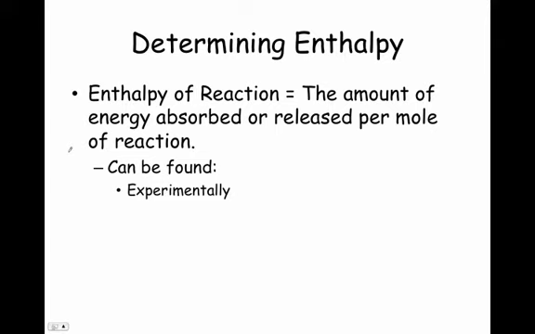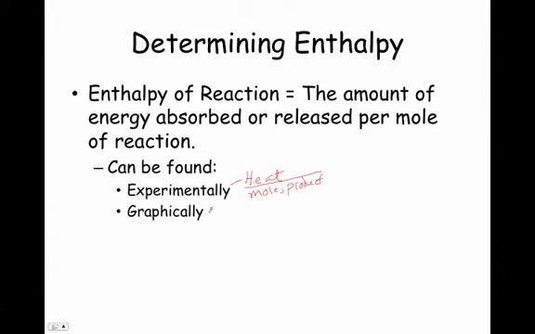The first way is experimentally. This is what we were talking about when we were finding the heat of reaction in the calorimetry portion of this unit. So experimentally, you use Q equals mc delta T to find your heat. So it's the heat divided by your moles of products that are formed. And that's how you experimentally find your heat of reaction. So really, remember the units are kilojoules per mole. So heat, kilojoules, divided by moles, kilojoules per mole.